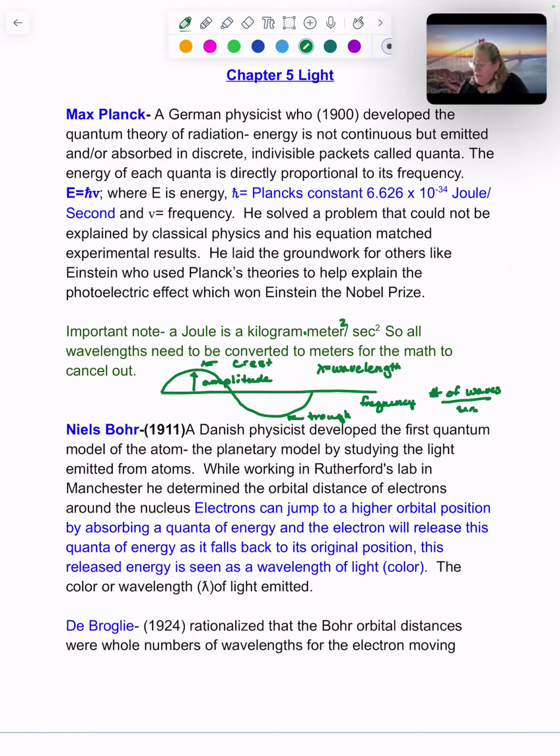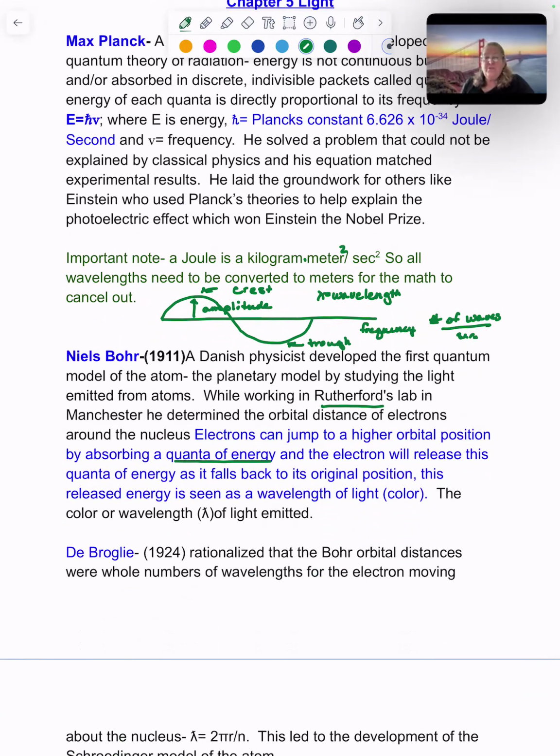He was also working in Rutherford's lab in Manchester when he determined these orbital distances of the electrons around the nucleus. So electrons gain energy and they jump to a higher orbital position by gaining that quanta, a discrete packet of energy. And an electron will release this quanta as it falls back to its original state, or what we call its ground state. And this released energy is what we see as a color of light. It's not always visible light. Our colors of light could be in the ultraviolet, the infrared, something like that.